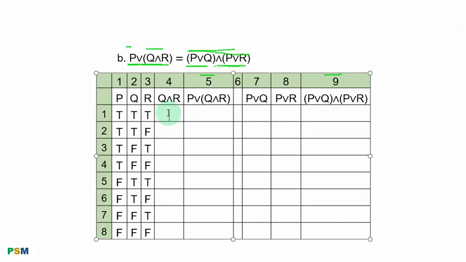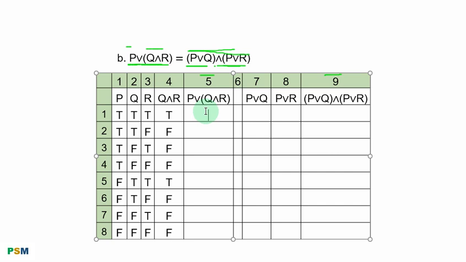Let's start with column head 4. The compound statement is Q and R. For that connective, it is true when both are true. We use column heads 2 and 3 to get 4. So TT, you have T. Number 2, TF is F. Number 3, FT is F. Number 4, FF is F. Number 5, TT is T. Number 6, TF is F. Number 7, FT is F. Number 8, FF is F.